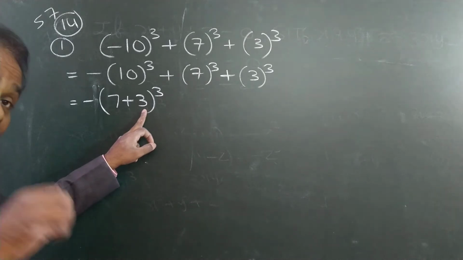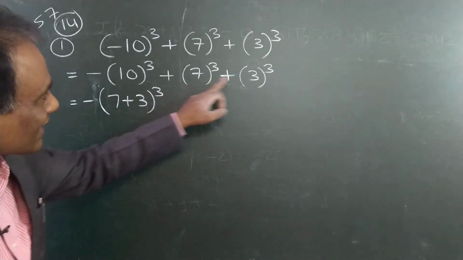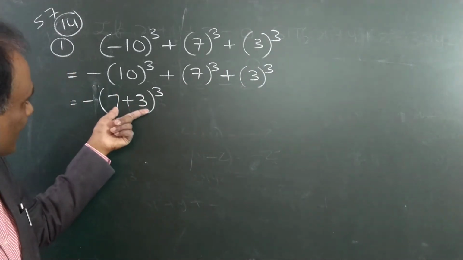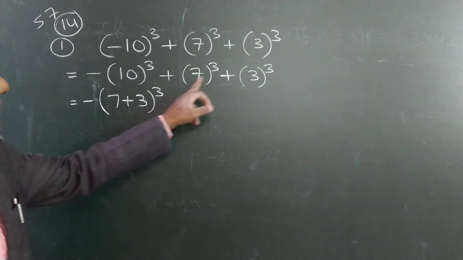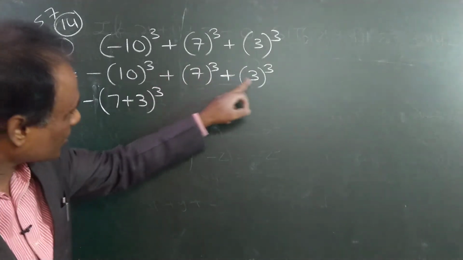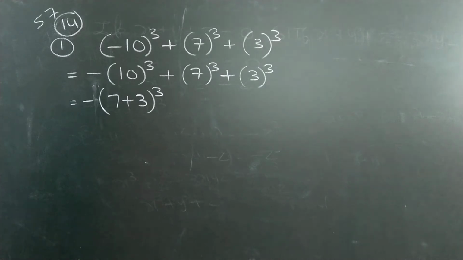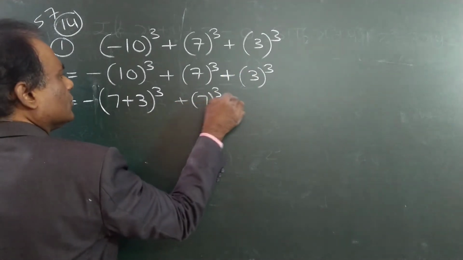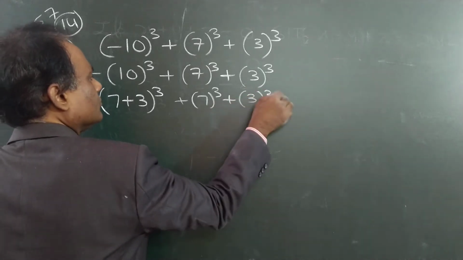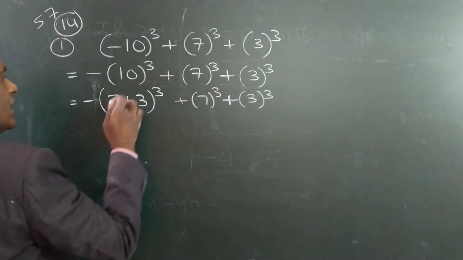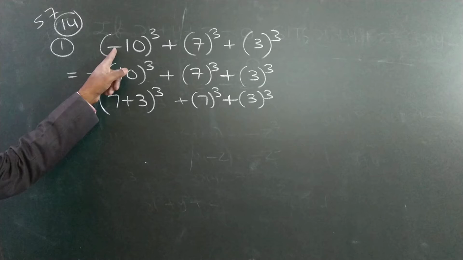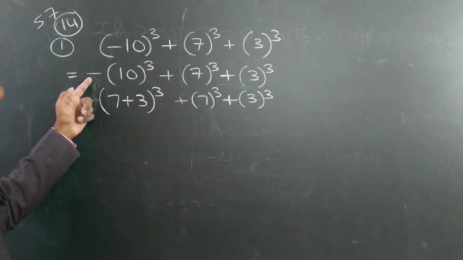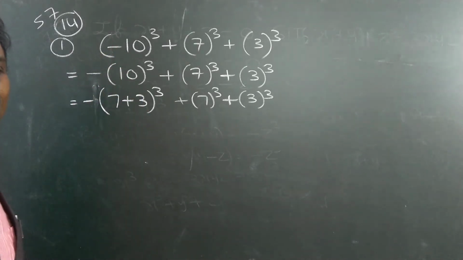But why am I writing only 7 plus 3? Because these numbers we have to express in terms of the remaining two. Same you write. Only one you have to change. Don't change all. Only one. 10 is written as 7 plus 3. To avoid the minus confusion, I wrote it outside. 10 can be written as 7 plus 3.